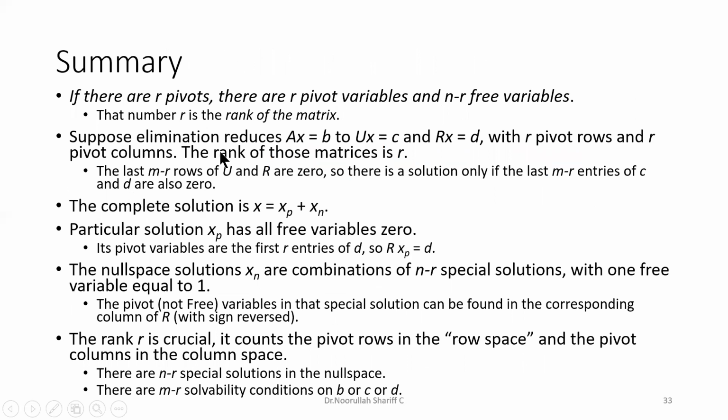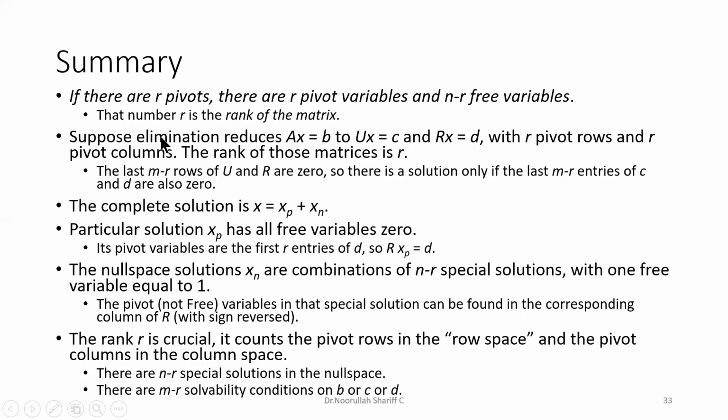To summarize, we can just say here, if there are R pivots, there are R pivot variables and n minus r free variables, then the R value is the rank of the matrix. R turns out to be the rank of the matrix. So here we have R pivots corresponding to R pivot variables. Then definitely the number of free variables will be n minus R, and R will be the rank of the matrix.